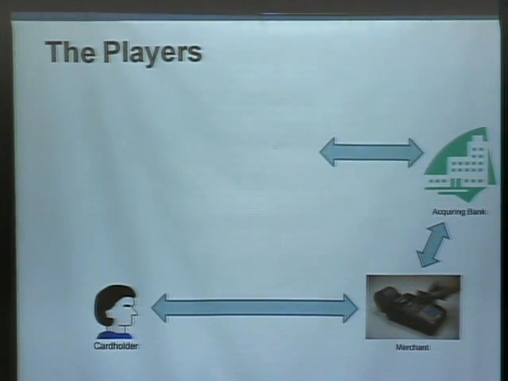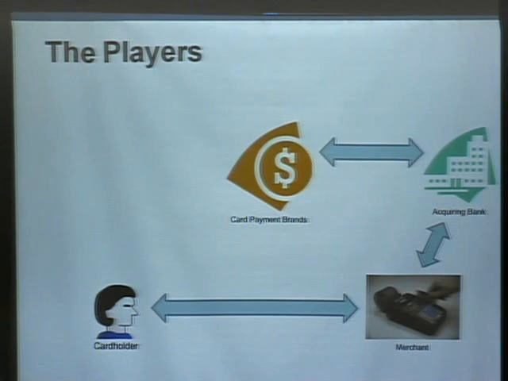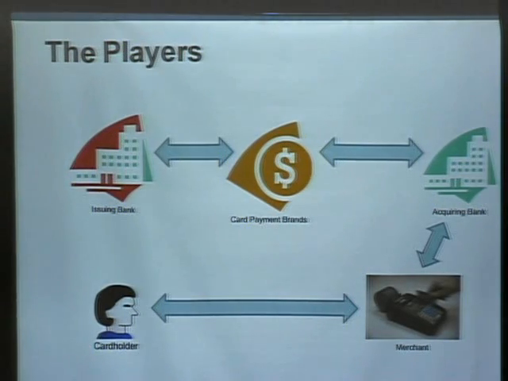The acquiring bank then pushes it to the card payment brand. Let's say this card holder is having a Visa card. It pushes it to the card payment brand, which is Visa. Then the transaction moves to the issuing bank. This is the bank that issued the card holder's card. So it moves to the issuing bank, and then the issuing bank does a bunch of checks, basically checks out if this card is okay, if it actually is owned by the issuing bank, and then comes back to the card holder, and then the transaction is authorized.